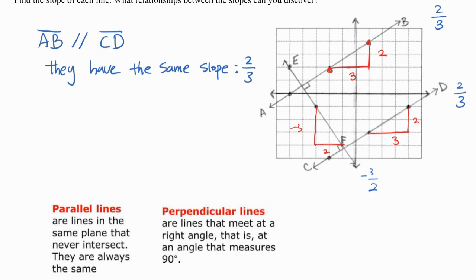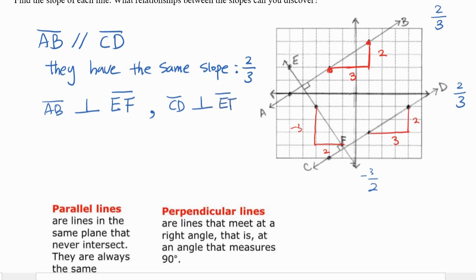So let's use a notation. So AB perpendicular to EF. Also, CD is perpendicular to EF. And look at the slopes. This is -3 over 2 and 2 over 3. What's the relationship between 2 over 3 and -3 over 2? So do you guys see any pattern here?